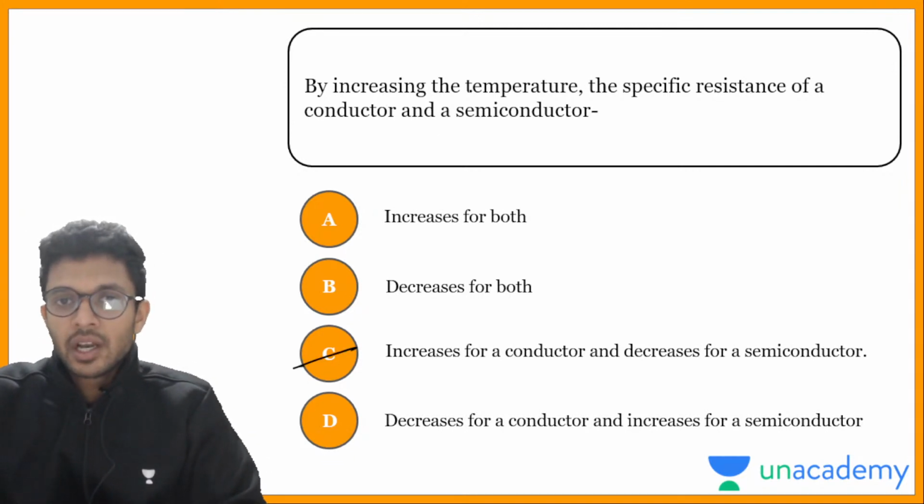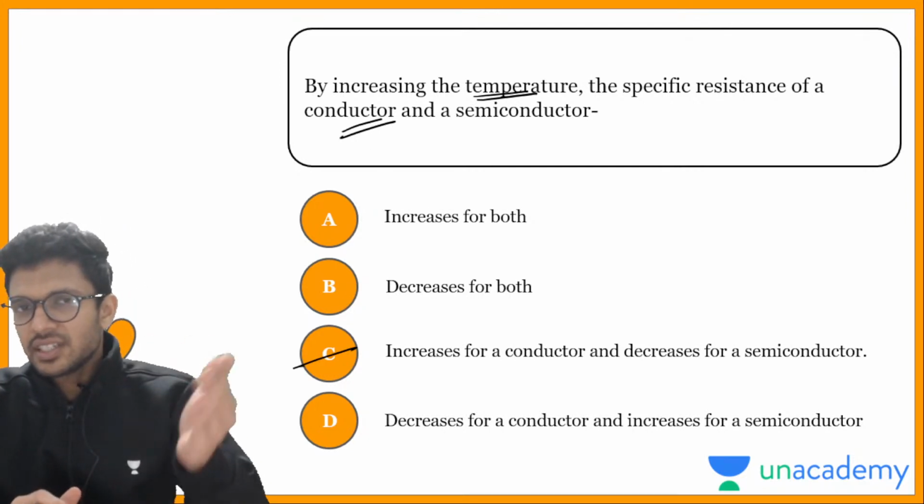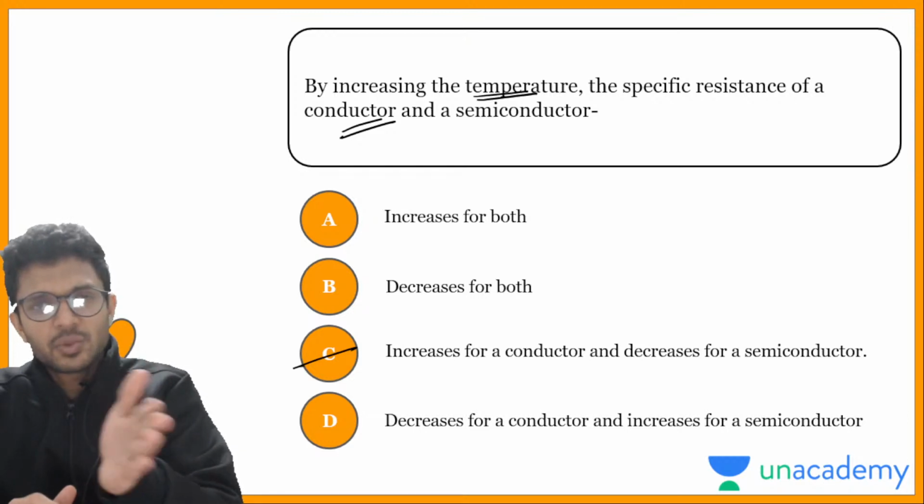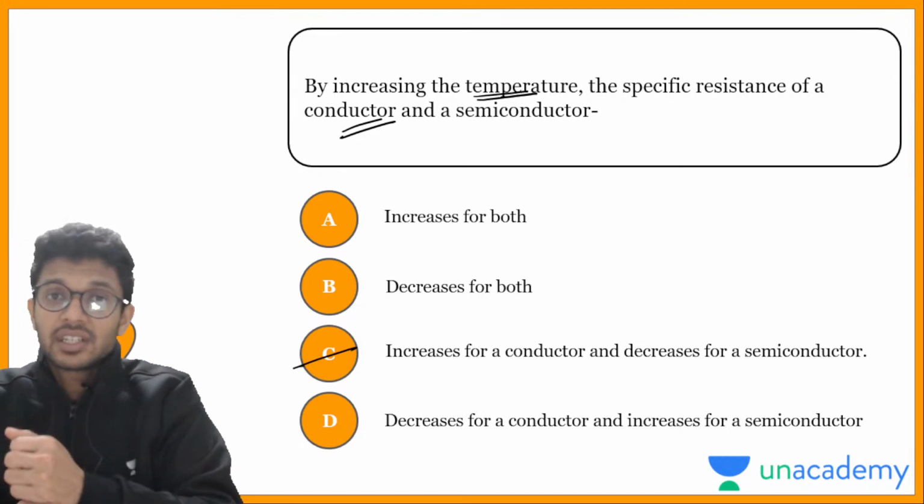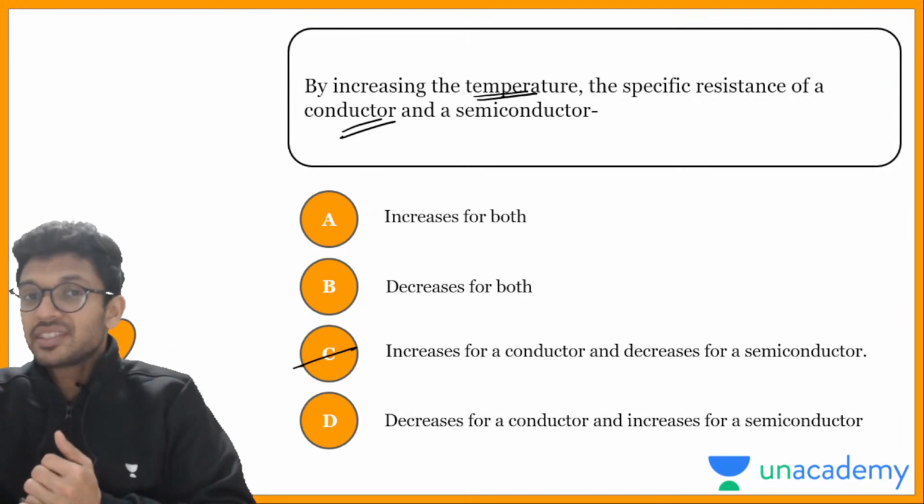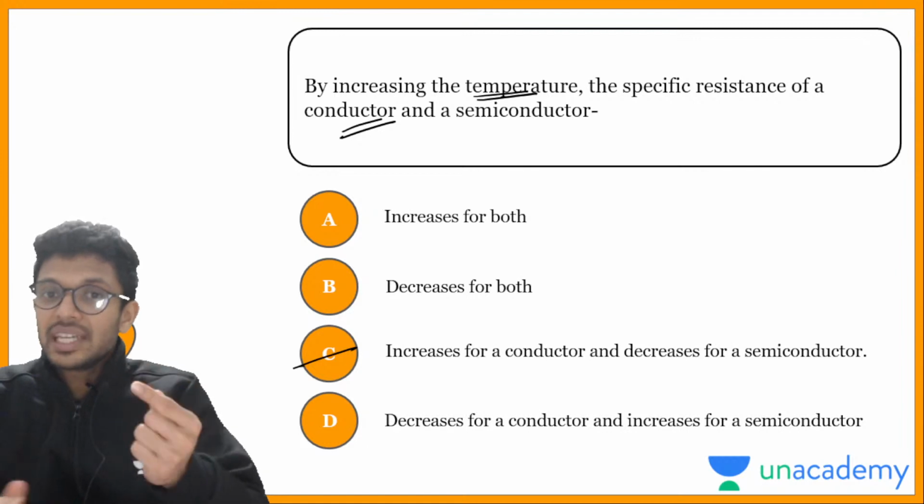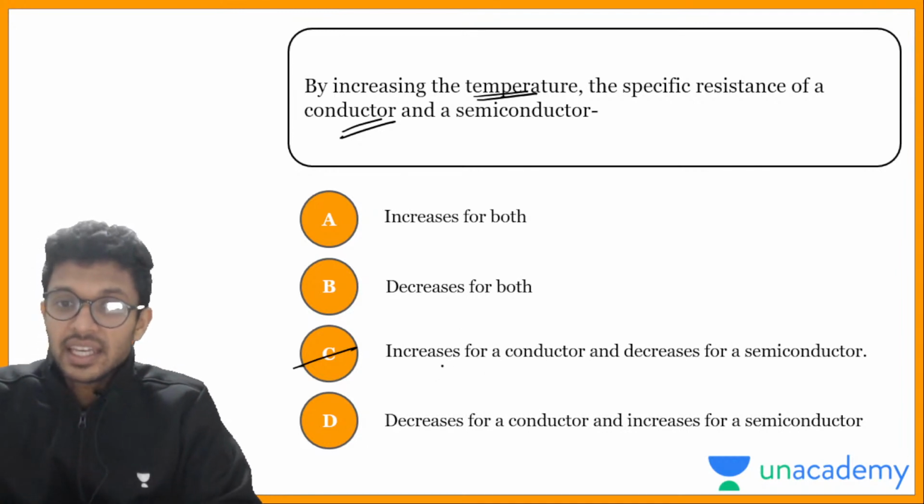On increasing the temperature, what happens inside a conductor? If temperature is increased, electrons or free charges will start moving with a larger velocity. So more collisions happen, right? More collisions means more resistance. So increasing temperature in a conductor increases the resistance value.